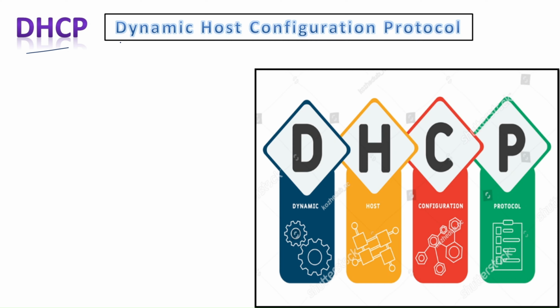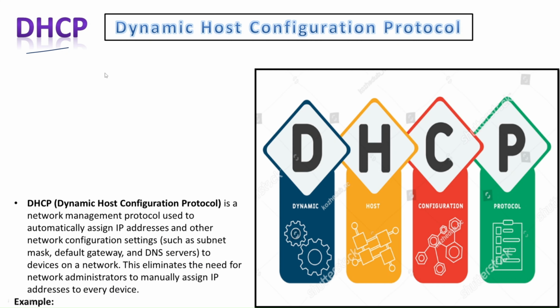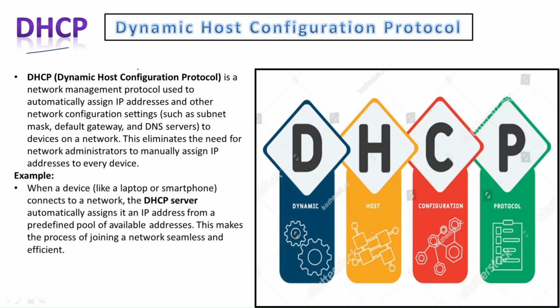DHCP, that is Dynamic Host Configuration Protocol. So DHCP, Dynamic Host Configuration Protocol, is a network management protocol used to automatically assign IP addresses and other network configuration settings such as subnet mask, default gateway, and DNS servers to devices on a network. This eliminates the need for network administrators to manually assign IP addresses to every device.